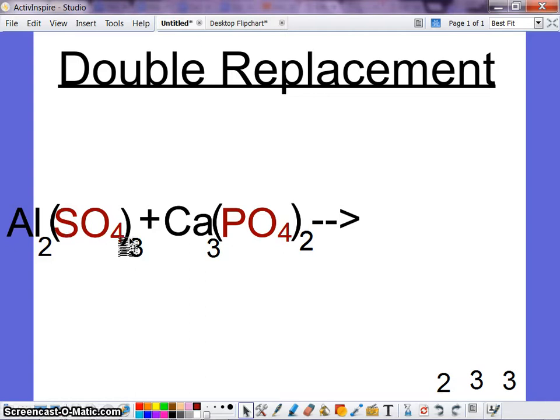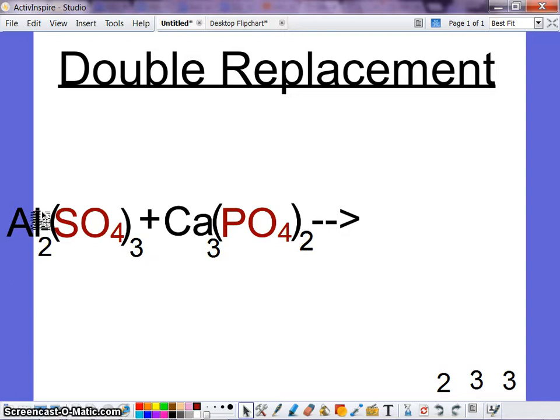This 4 in the sulfate has nothing to do with the fact that it is paired with aluminum. No matter what sulfate it's paired with, it will always have the 4. Similarly, this phosphate will always have the 4, regardless of whether it's with calcium or a different cation. However, the 2 and the 3s I left in black because they are dependent on what that anion is paired with.